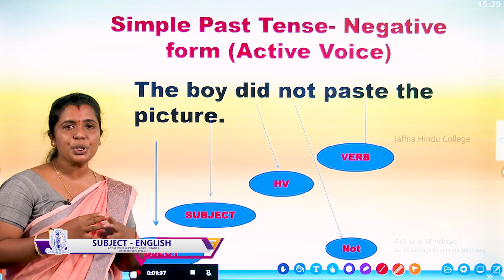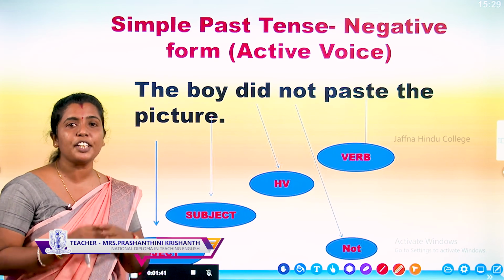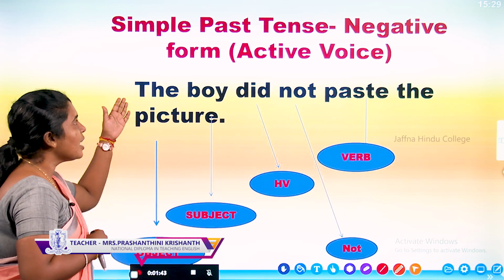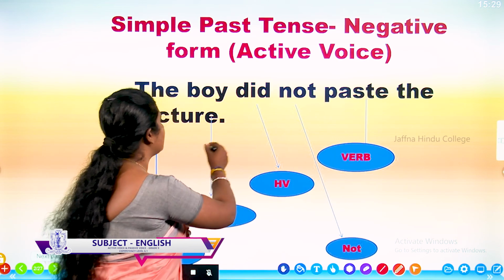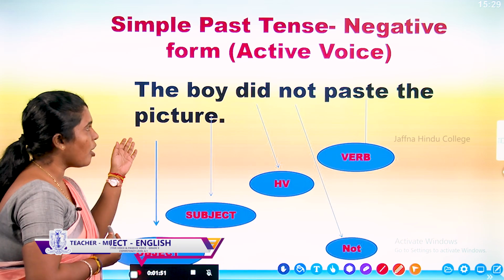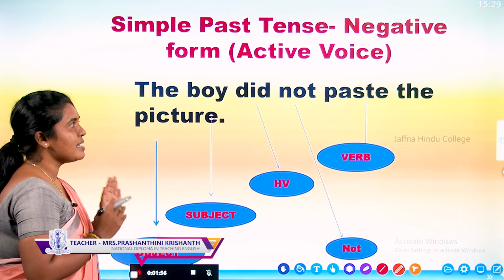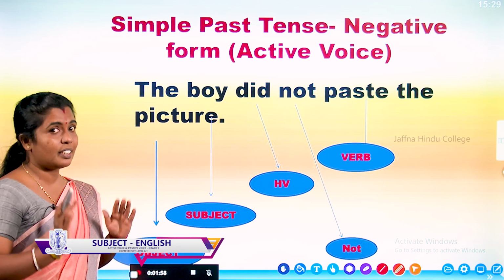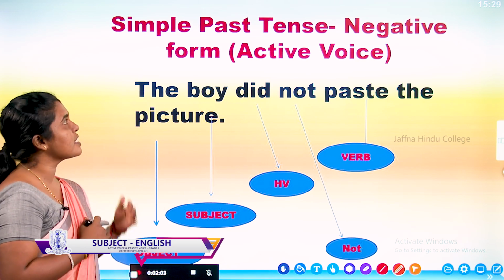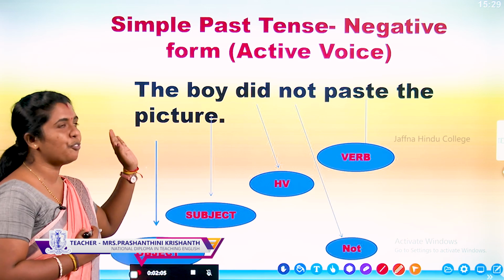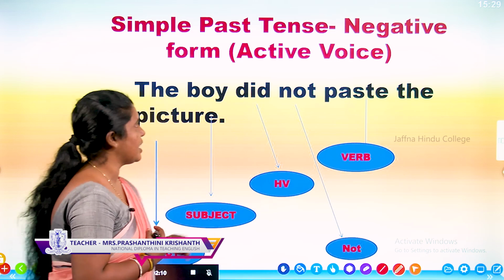First of all, we are going to learn simple past tense, negative form, active voice. Okay. Now see this example. The boy did not paste the picture. You know, this is not an affirmative sentence. This is a negative sentence of simple past tense, active voice. Clear? Right. Now look at the structure of this sentence.